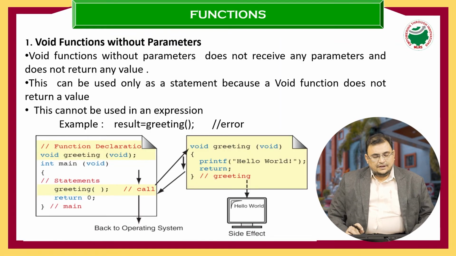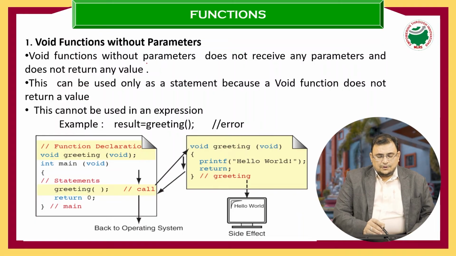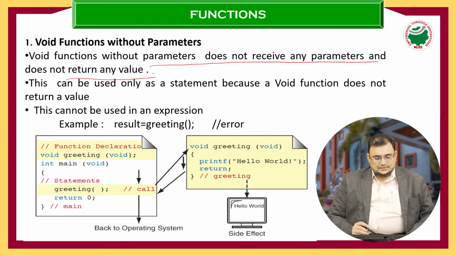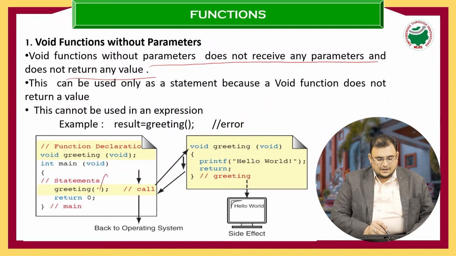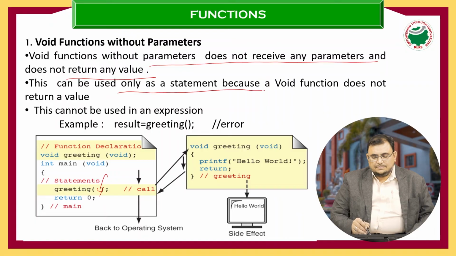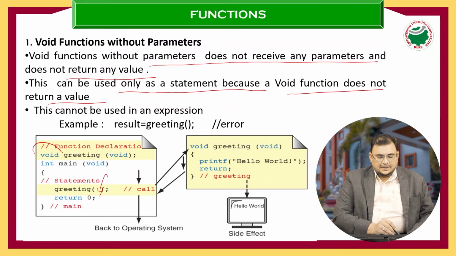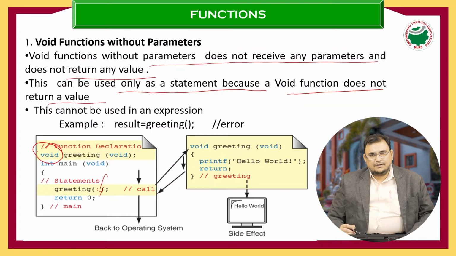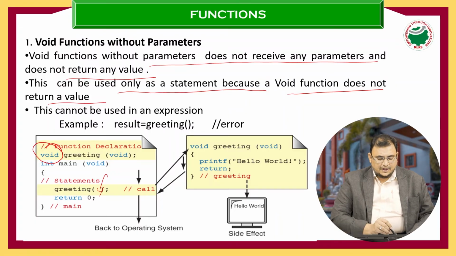Now the first one, void function without parameters. Without parameters means you are not using any actual arguments. There are no actual arguments. Here we are not passing any arguments, and it can be used only as a statement because a void function does not return a value. So it is not returning any value, and the return type must be void. If you are not returning a value, the call is a standalone statement.